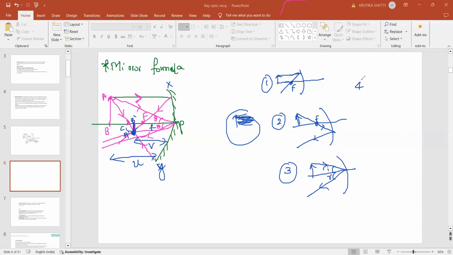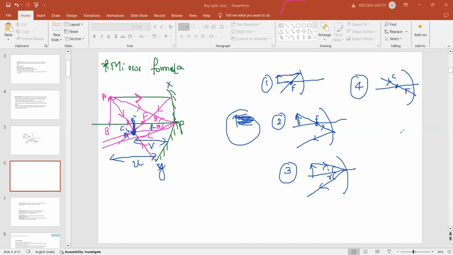Fourth, the ray which is passing through the center of curvature, after reflection goes back in the same direction. So these are the 4 laws which we study in the 10th standard.